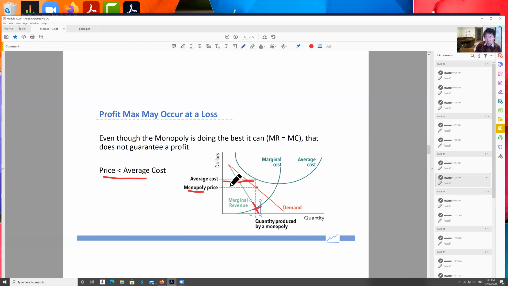Okay, so in this case, even the monopolist would be losing money. The loss would be equal to the area of this horizontal block. Okay, so there is no guarantee that the monopolist will earn a positive profit. It all depends on the relationship between price and average cost. If price is greater than average cost, great, you are earning a positive profit. If price is less than average cost, then even the monopolist is losing money, okay?